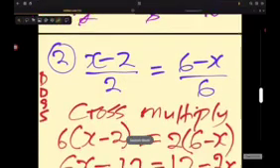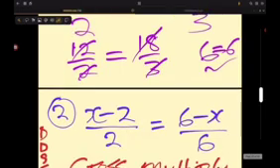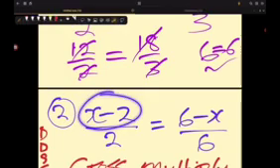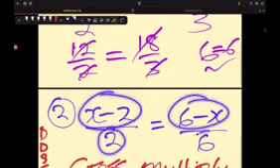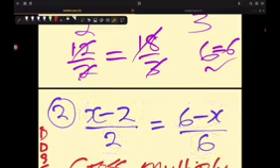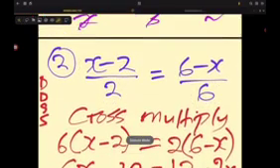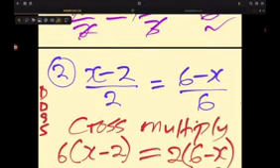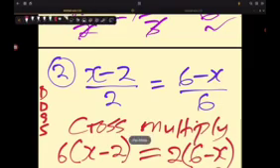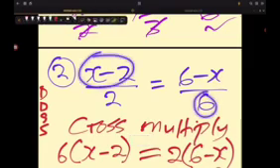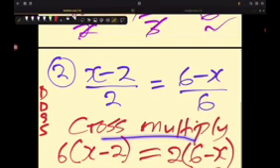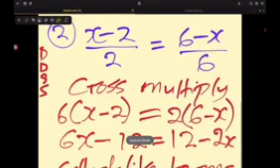So question 2, let's solve question 2. It says x minus 2 divided by 2 equals 6 minus x divided by 6. All we just need to do is repeat what we did up there, so let's be fast with this. We cross multiply, so this 6 comes to multiply x minus 2, and this 2 comes to multiply 6 minus x. I've done that.